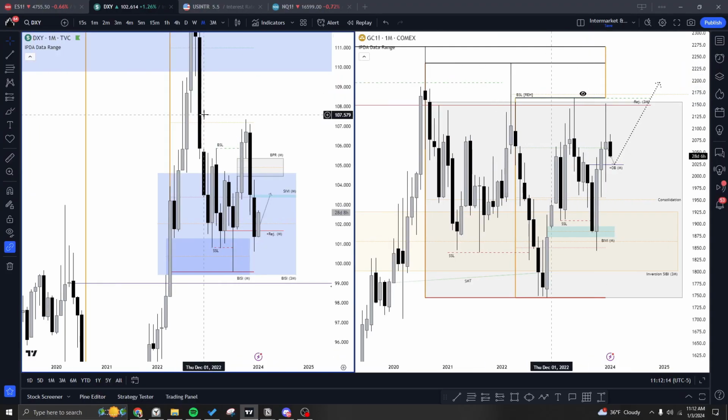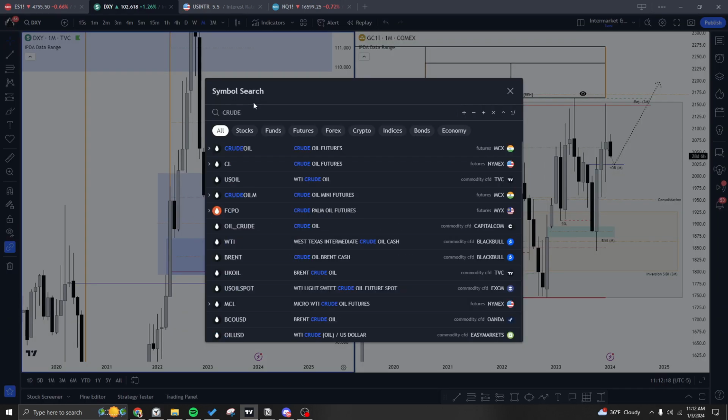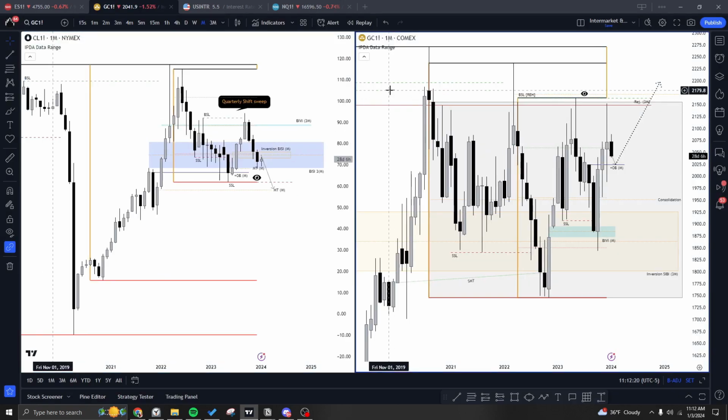38.69.0. We're going to toggle this template again to view 2 charts. These charts being crude oil and USDCAD.